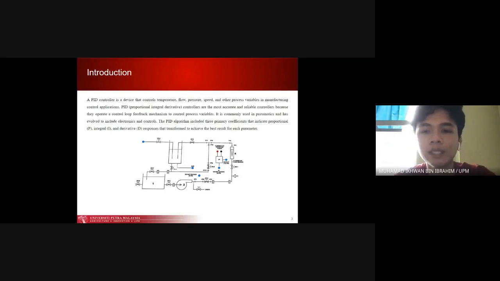In this experiment, determining the best gain for P, I, and D to obtain a precise response from a control system is called tuning. The tuning method used in this experiment is the trial and error method to find the best parameter for the setting. We then proceed to the apparatus.